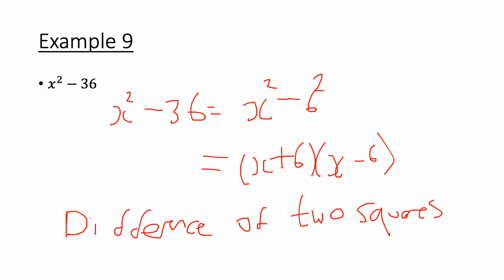Again, any questions, any problems, put it in the comment section. But the idea is that there is no middle term here, because when I expand it, I would get minus 6x plus 6x, which just cancels. So there's no x term in the middle, and that's why I get x squared minus 36 when it's simplified.